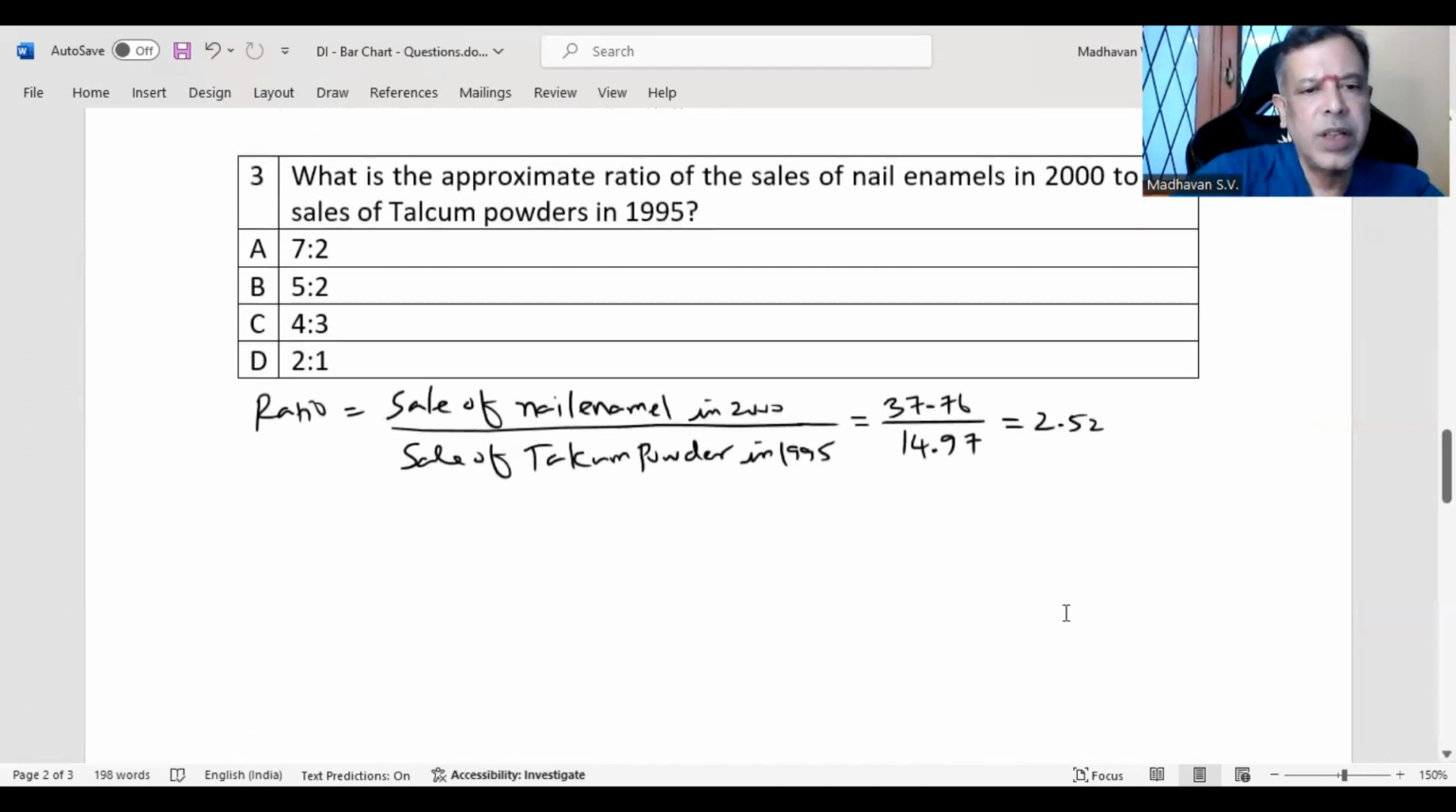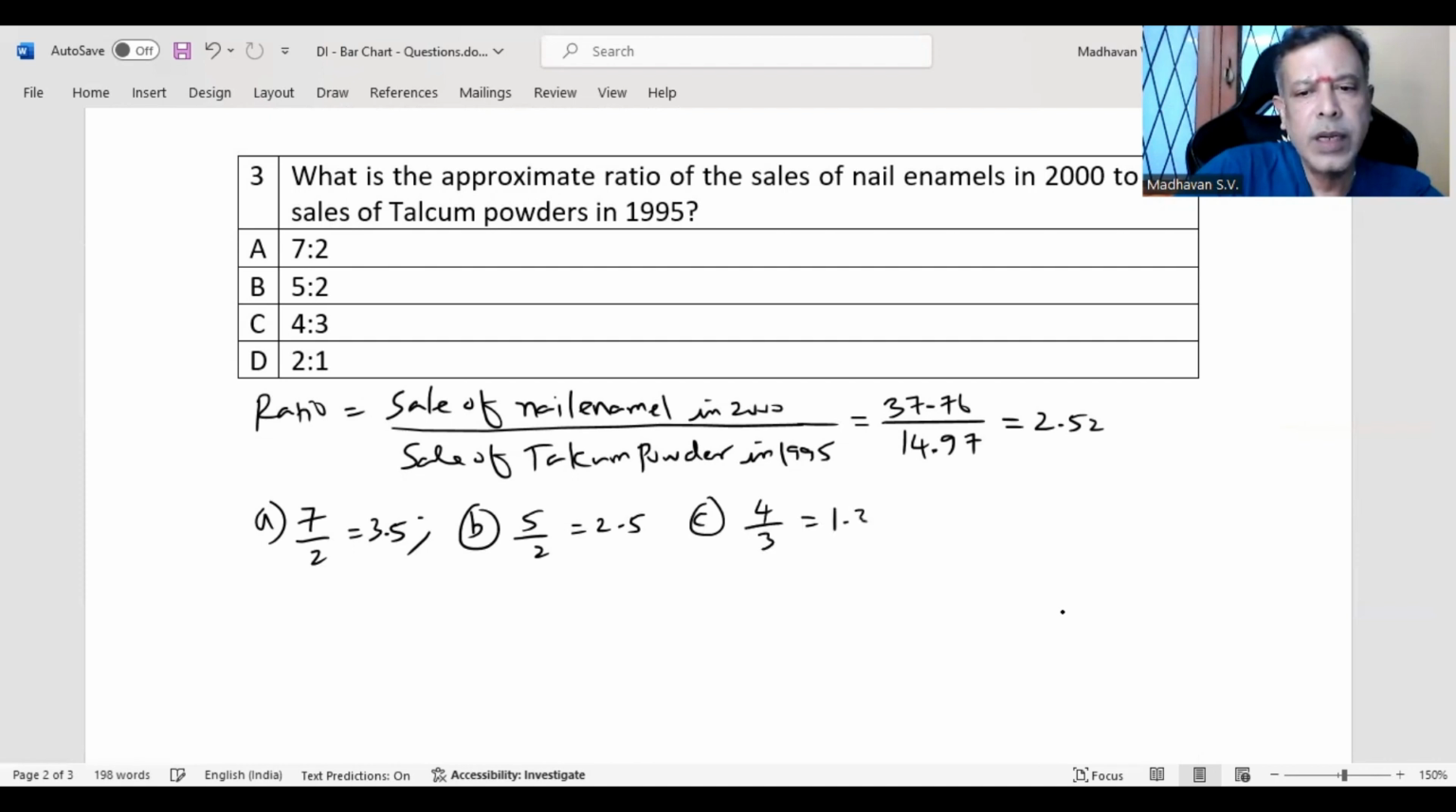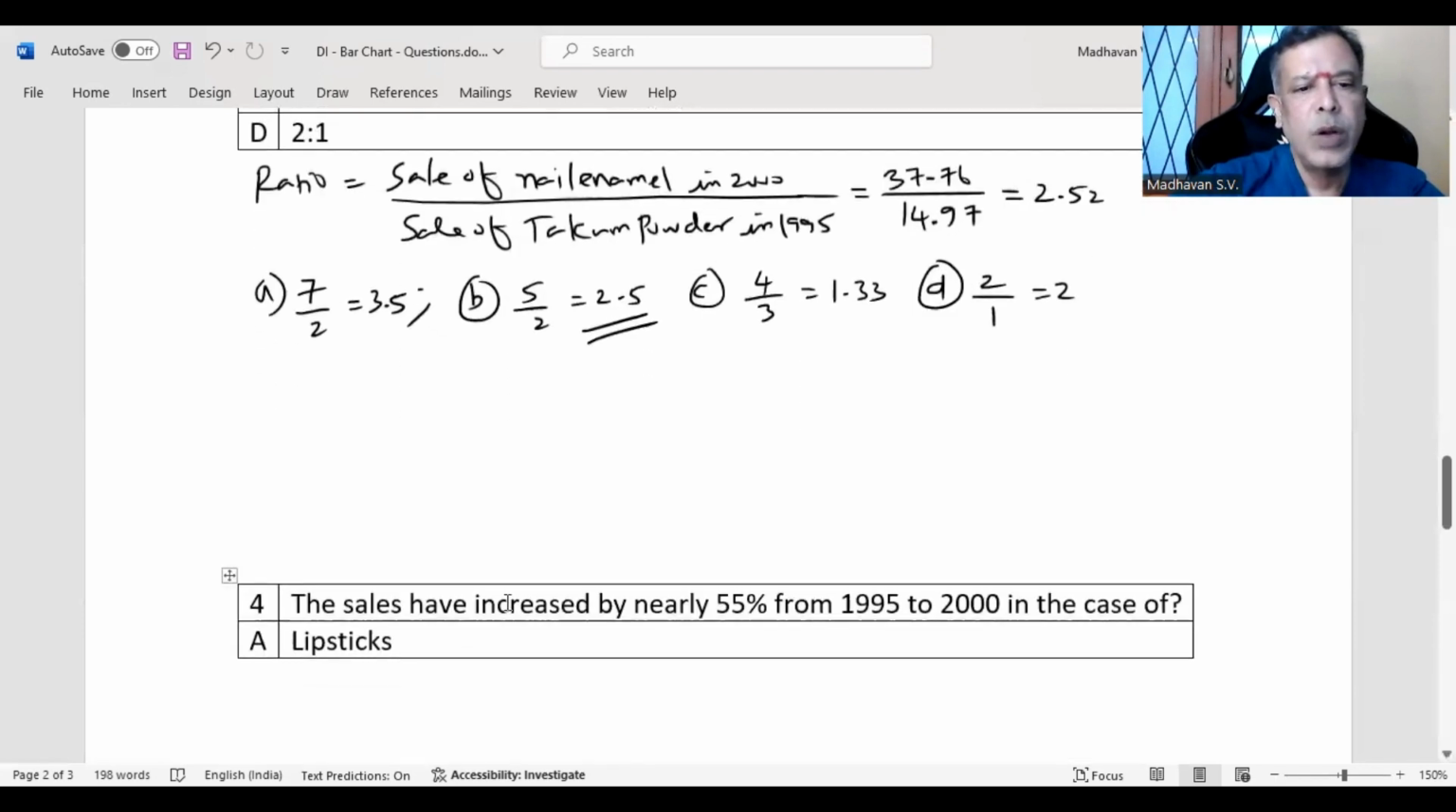Now, whatever options are given, option A is given as 7:2. So it is 7 by 2. 7 by 2 will give you 3.5. Option B, what they gave is 5 by 2. If I calculate it, I will get 2.5. Option C, 4 by 3. If I calculate that, I will get 1.33. Option D, they gave us 2 by 1, which is 2. So among all this, the best option is this 2.5, because that is nearer to 2.52, because here also they say approximate ratio. So 2.52 is matching to this. That means our correct option is B. Now let us move on to the next question.